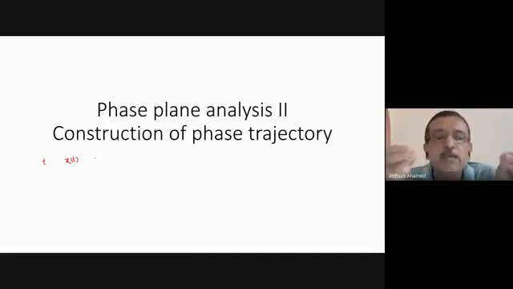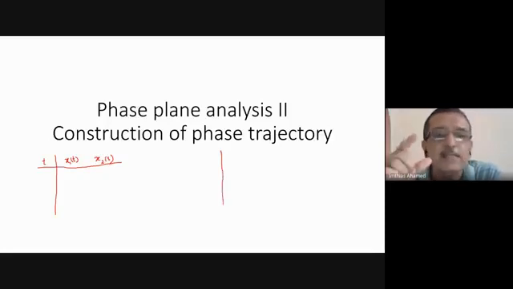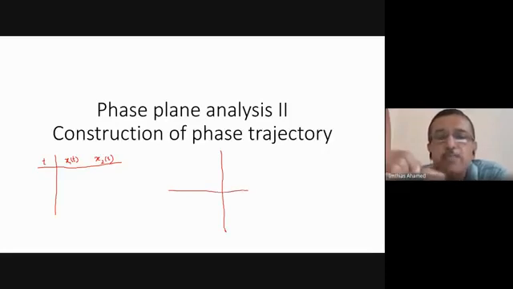So for each value of t, if I know an expression for X1(t), I can compute X1(t). If I know an expression for X2(t), I can compute X2(t). So for each value of t, you'll get one point. So you have a phase plane, with the x-axis as x1 and y-axis as x2. The starting point will be x1(0), x2(0). Next point will be x1 at 1 millisecond, x2 at 1 millisecond. Then you will have x1 at 2 millisecond, x2 at 2 millisecond, and you will get a phase trajectory.